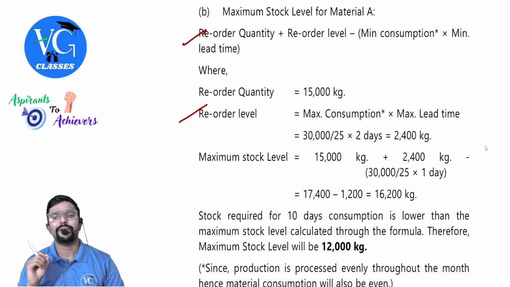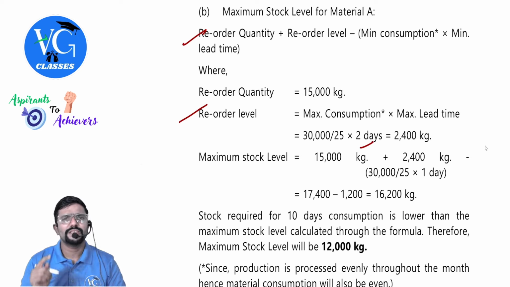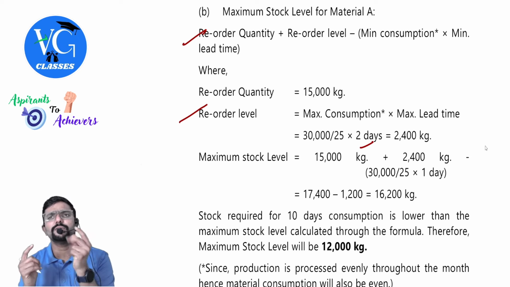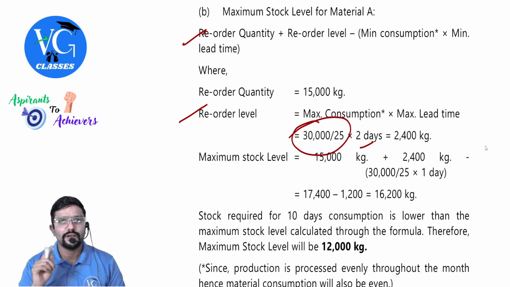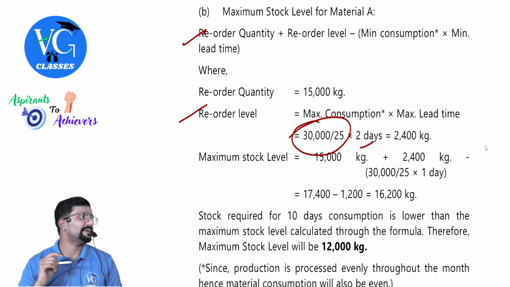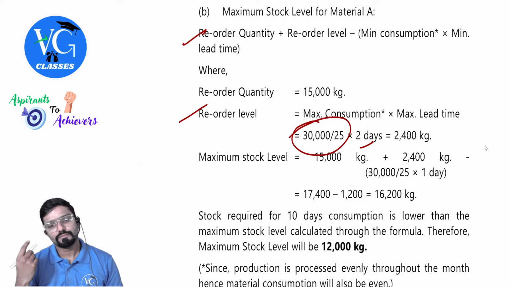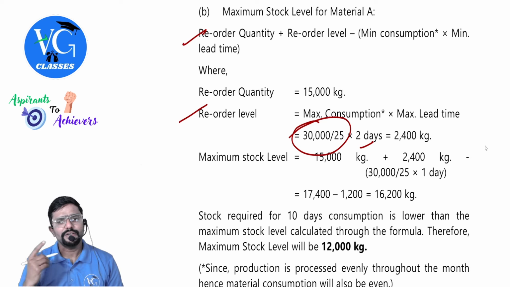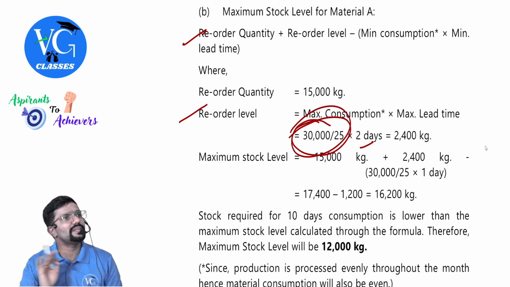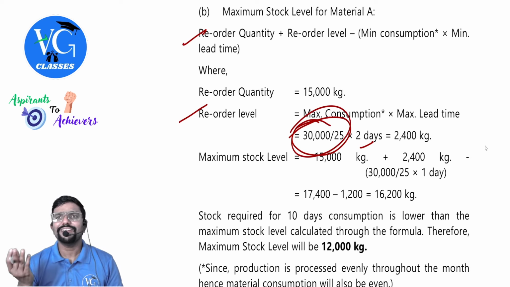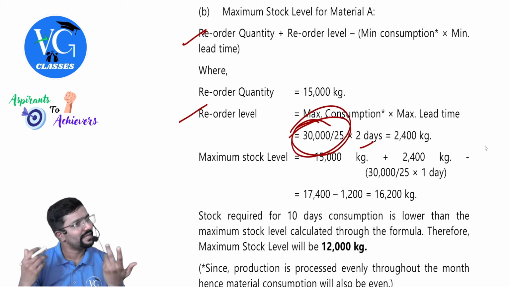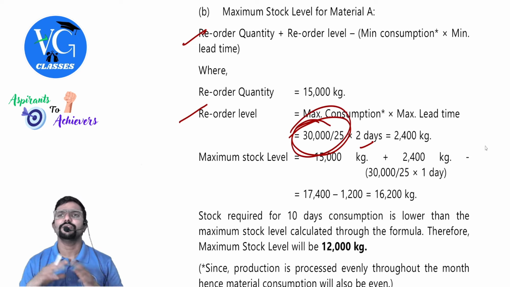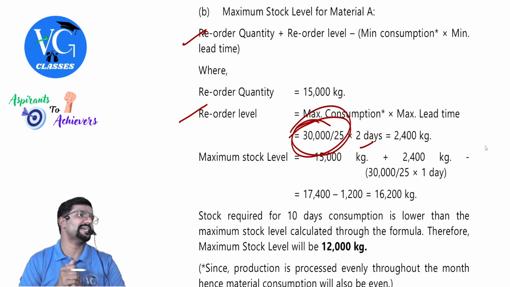Maximum consumption into maximum lead time. They have told lead time is 1 to 2 days, so maximum is 2. Consumption 30,000 is per month. How many working days in a month, guys? 25. So per day how much, sir? 1,200. Hope you understood. And this will be maximum or minimum or average, everything is the same only, because we don't have any other way. If they ask maximum consumption per day, same. Minimum consumption per day, same. Average consumption per day, same.